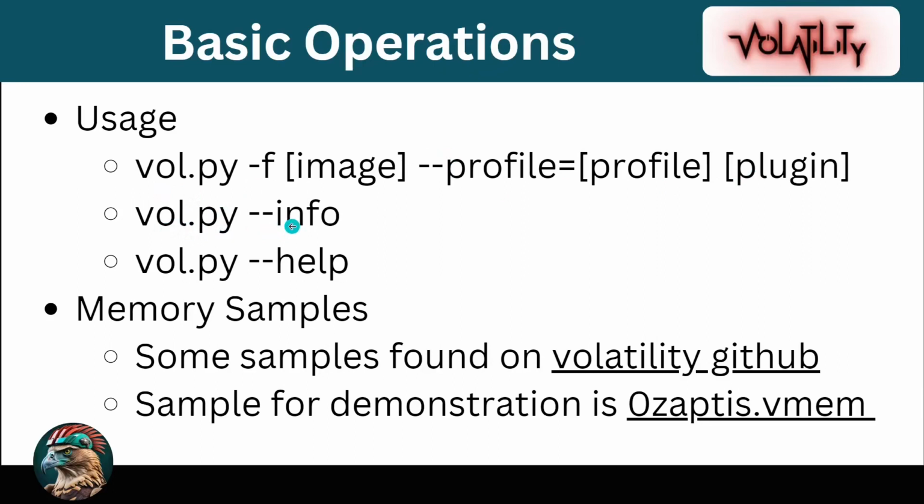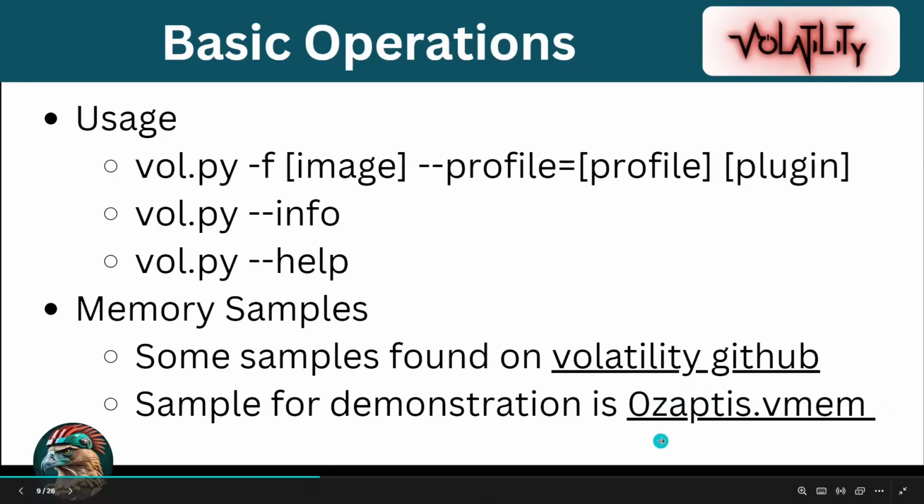vol.py --info will give us a bit of information on the version of Volatility that we're using. And if you want further help on some of the plugins and how to use Volatility itself, then you can use vol.py --help, and that will give you plenty of information to help you around. For our demonstration, we will be using memory samples as found on this file, as you can see here, in this particular link. The Volatility GitHub page itself has plenty of memory samples that we can use, but for the purpose of our demonstration, we'll just use this file here, which is linked in the description of this video.